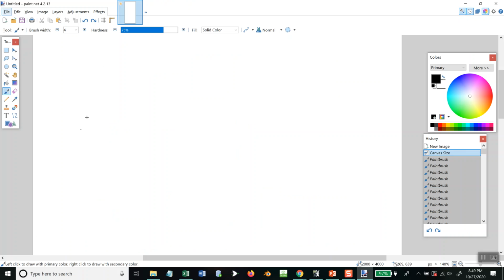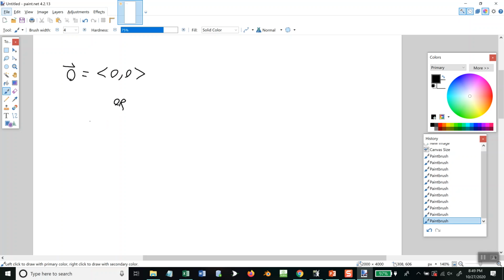What's that mean? This would equal this, or 0i plus 0j if you put it in that form. So that's an important thing to note. A lot of people see this 0 and think it's 0, and it's not. It's one of these two forms here.